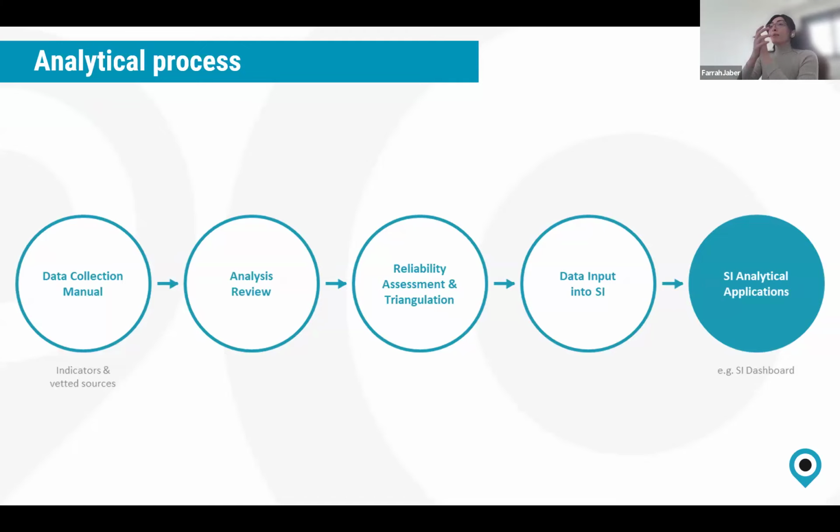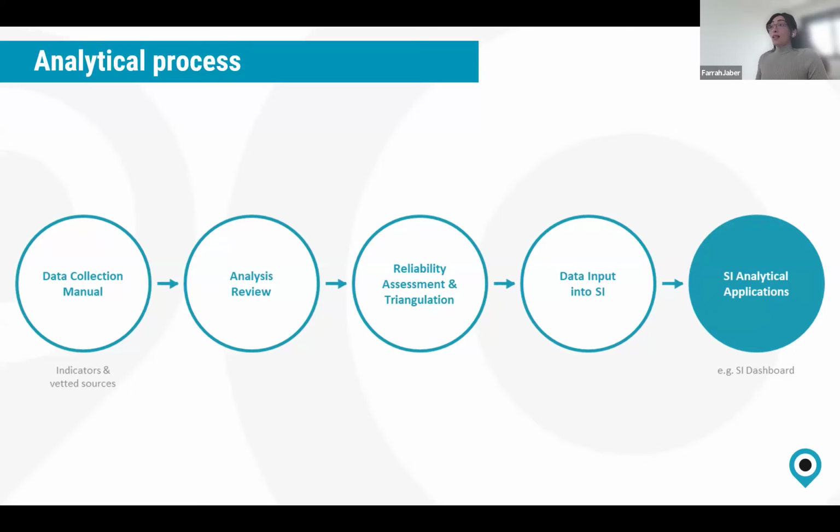So the ACAPS data flow pipeline begins with using our clearly defined indicators and vetted sources. This is outlined in our data collection manual. We do keep these things documented. The data is collected and reviewed by our expert analysts. In addition to this, this year we developed a tool in-house that automatically checks for human errors. And on top of that, we have a highly trained team of mixed methods analysts who quality assure the data.